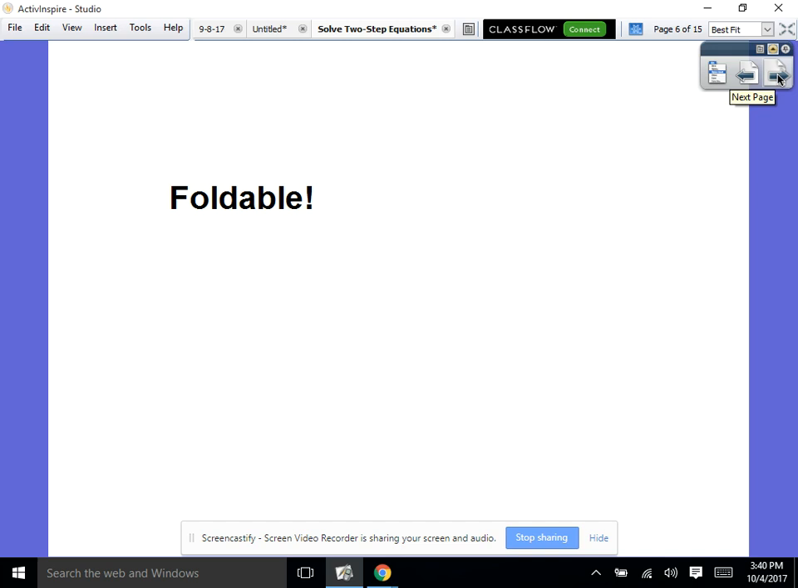All right, so next Wednesday when we come back, we will have a foldable that will go through the different steps all the way up through the distributive property.